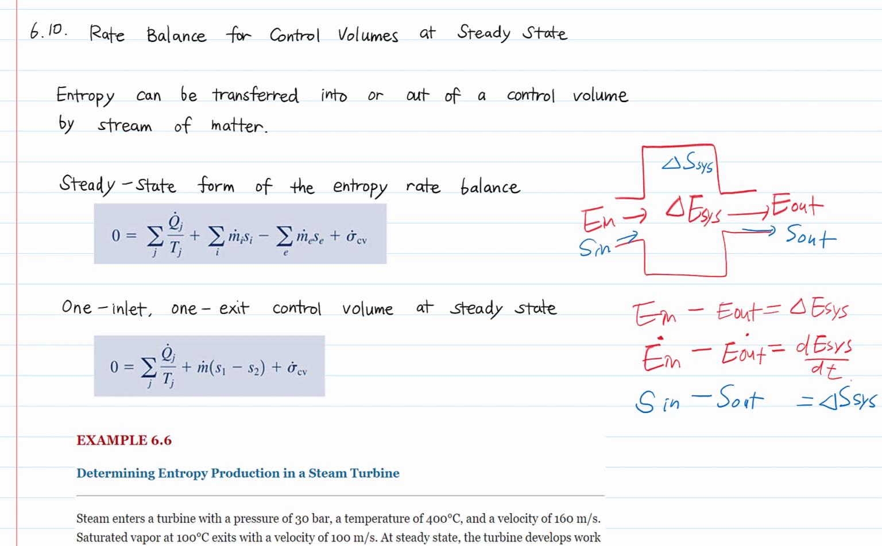But note that entropy is not conserved due to the irreversibility. So there will be entropy production in the system, so we need to add entropy production. So net entropy transfer in minus net entropy transfer out plus the entropy production within the system is equal to the change in entropy of the system. It can also be expressed in rate form.